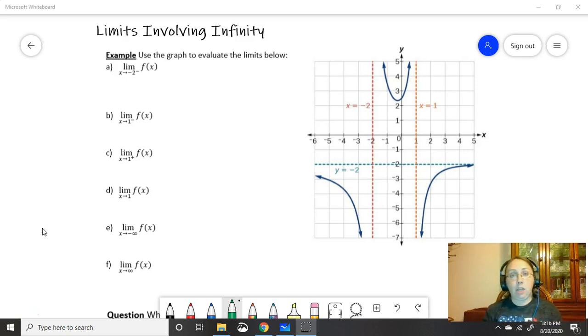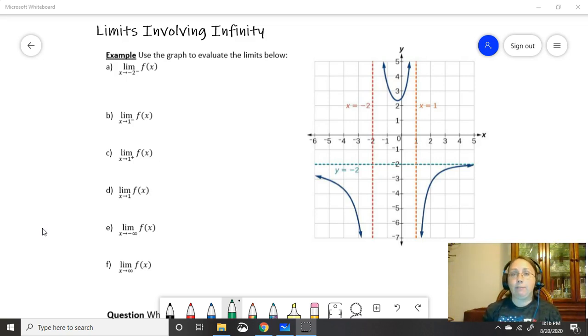Remember, we talked about an oscillating function. An oscillating function goes back and forth between two values. It doesn't approach one single value, but it also doesn't go to infinity. So when we say a limit approaches infinity, we're saying literally the function values are getting bigger and bigger and bigger, and they don't stop getting bigger. So that's what we're going to look at here.